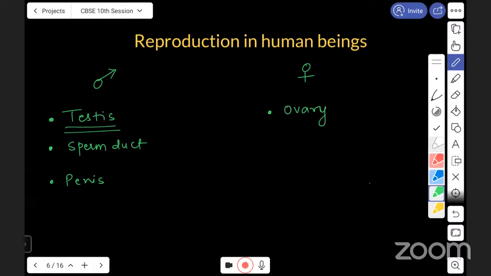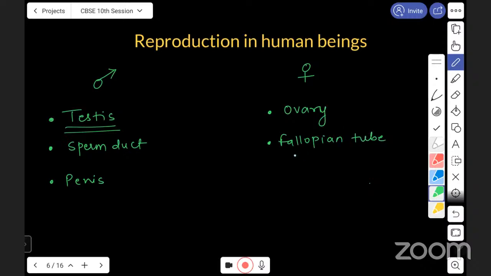Okay, so ovary is the site where the female germ cell, that is the egg cell, is produced, and second, hormones like estrogen and progesterone are produced in the ovary. Is it clear? Right? These two functions are very important. Okay? Yes. Next important part is the fallopian tube or the oviduct.